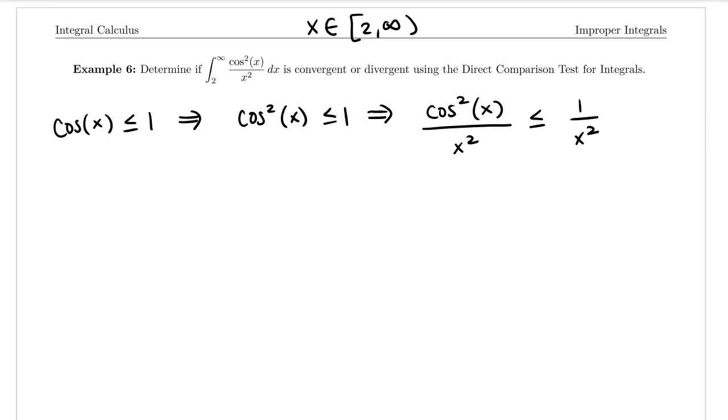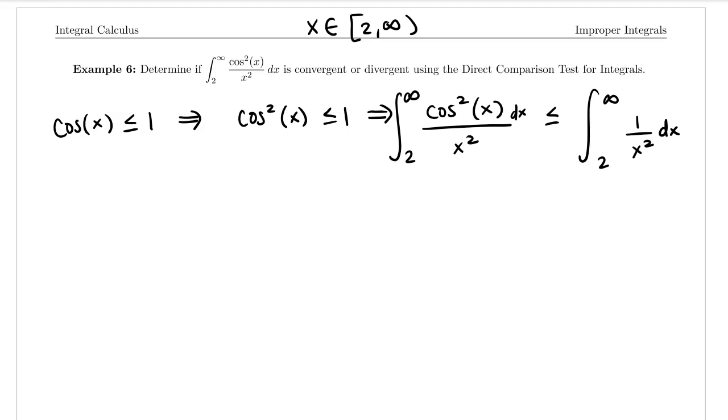Now, what I can do is take the integral of both sides from 2 to infinity. So let's start off by integrating this side. And by this side, I mean the right-hand side, because we don't have the tools to integrate cosine squared x over x squared in this class as of right now.